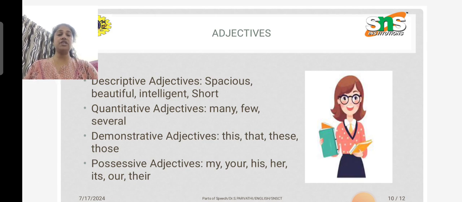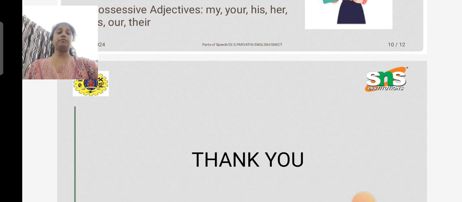There are some types of adjectives. One is quantitative adjectives, demonstrative adjectives, possessive adjectives. In quantitative adjectives, you can say many, few, several. Demonstrative adjectives are this, that, these, those. And possessive adjectives are my, your, his, its, our, their. So these are all types of adjectives.